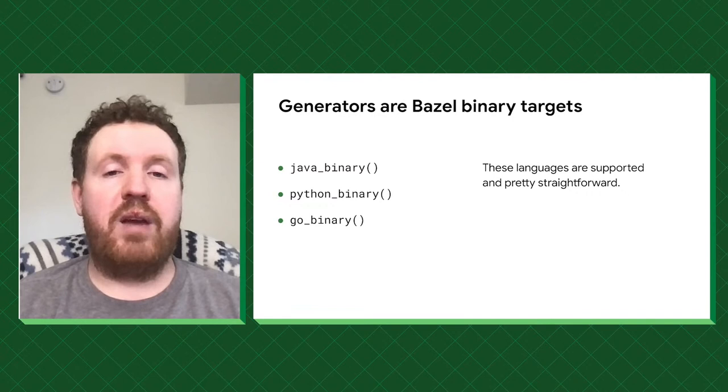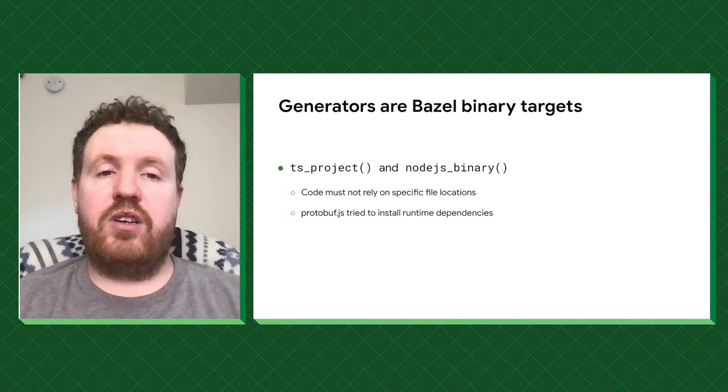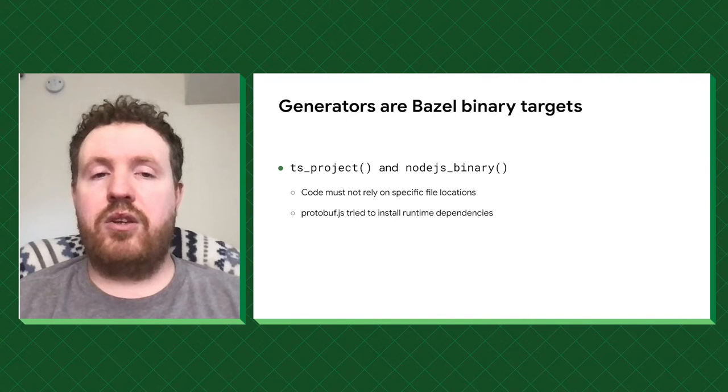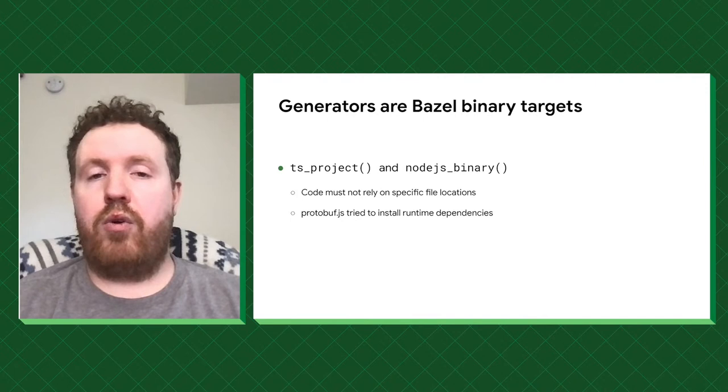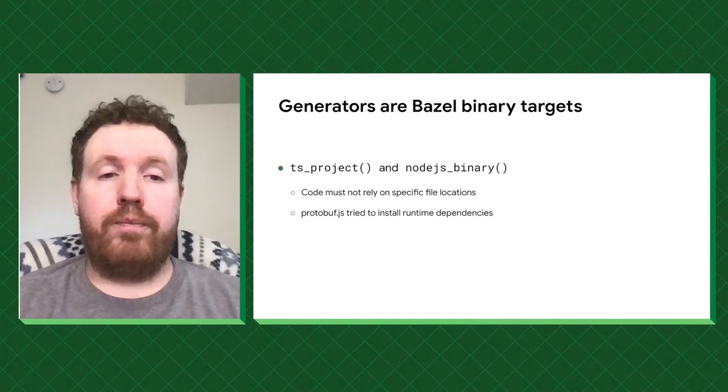For TypeScript, it was a little bit less straightforward. Some code needed to be changed because it relied on relative file locations, like the existence of the build folder, and it all has changed after moving to Bazel. Also, there were some issues with the protobuf.js library that wanted to install its dependencies by calling npm install directly. So we needed to make some minor changes here and there to make it work.